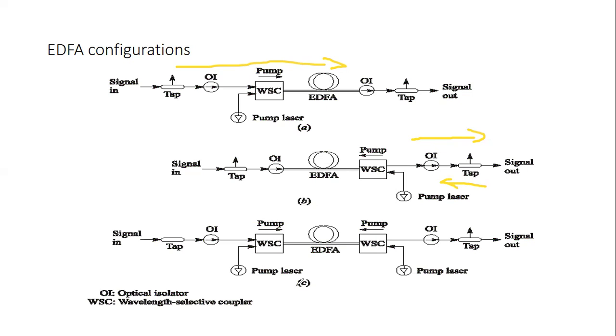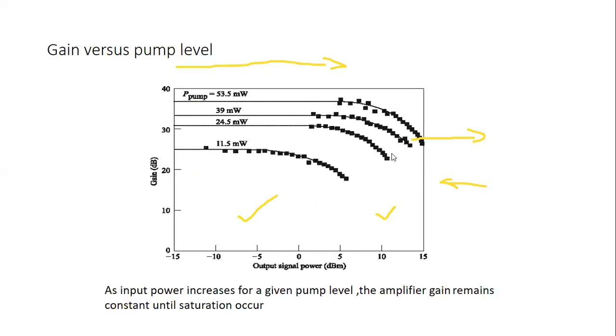And in the case of dual pumping, you can see in this case this is co-directional pumping, and in this case this is counter directional pumping. So in the C type of configuration, that is dual pumping, we are using both configurations. So these are the three different ways in which we can configure our EDFA.